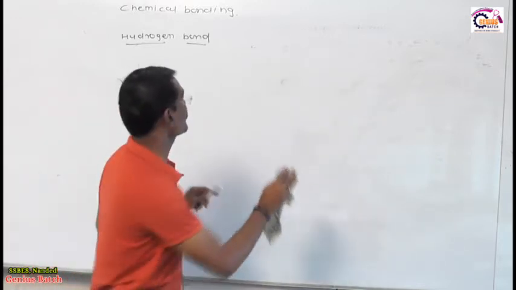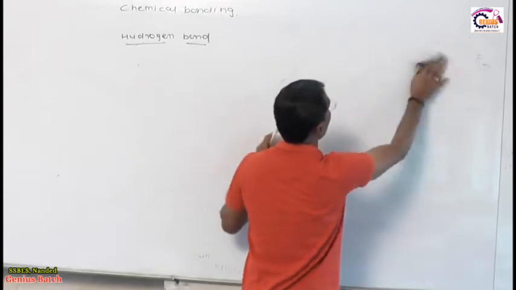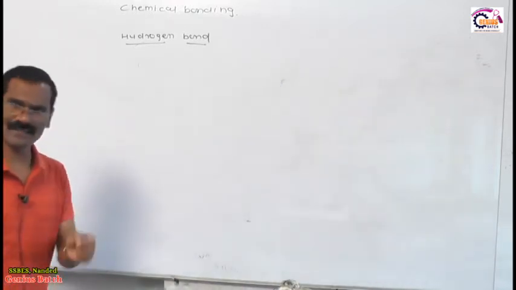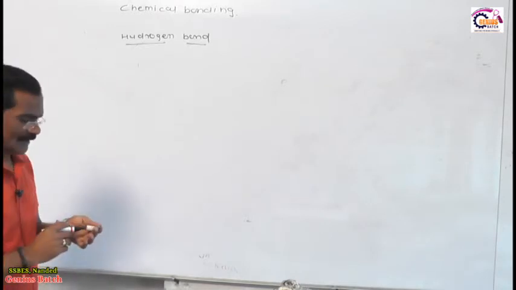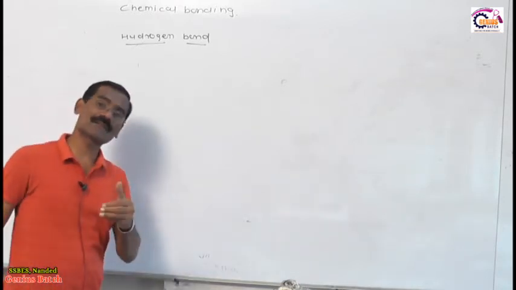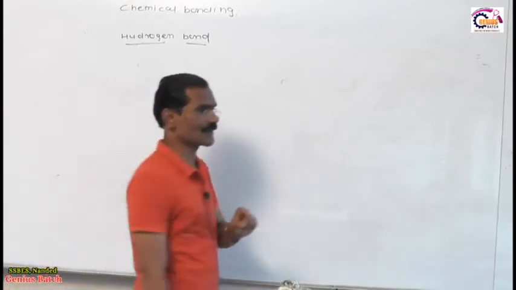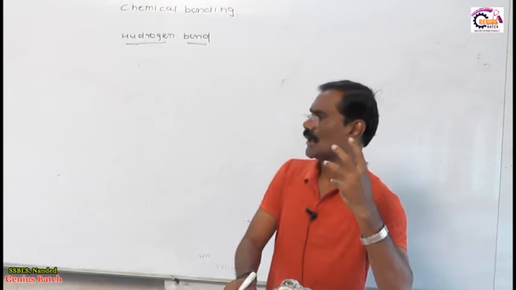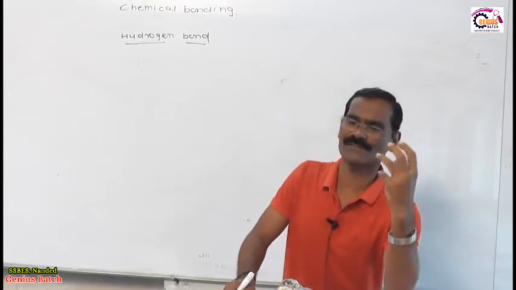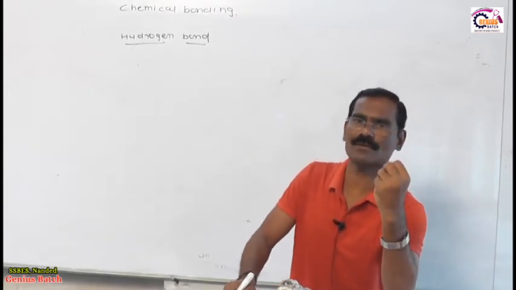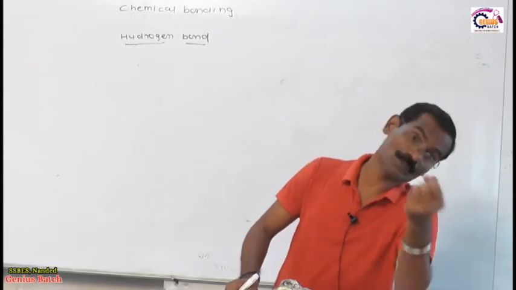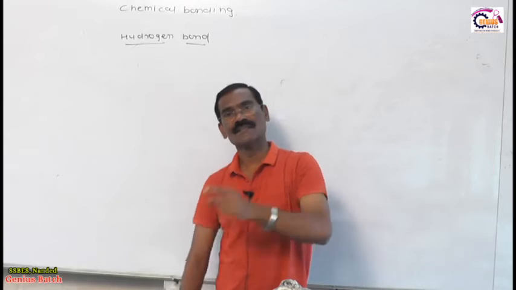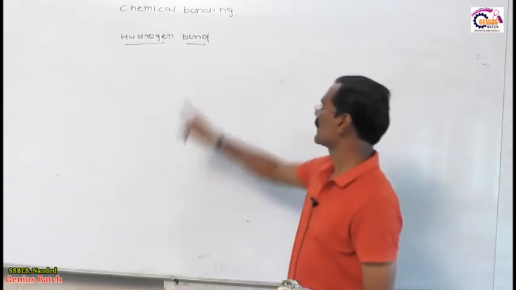Now what is the meaning of hydrogen bond? See toward the board, I will explain first. You know very well why alcohol is soluble in water. It means, why are organic compounds soluble in water? Actually water is a polar solvent, and organic compounds should dissolve in non-polar solvents, but some organic compounds are dissolved in water. Why? The organic compounds are dissolved in water only due to hydrogen bonding.